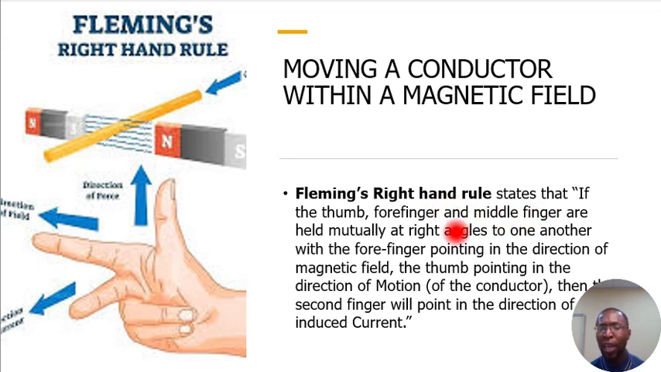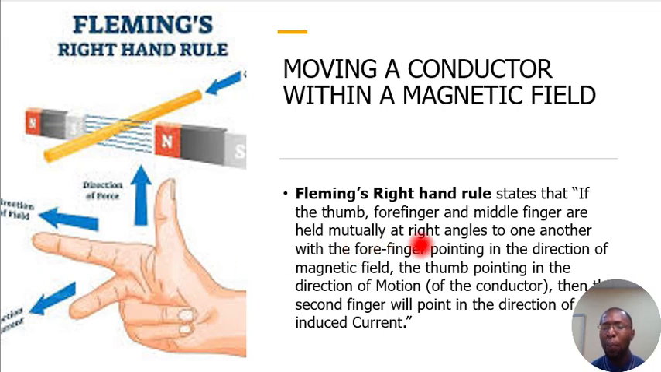In its rule, it states that if the thumb, the forefinger, and the middle finger, as shown here, this is the thumb, this is the forefinger, the middle finger, are held mutually at right angles to one another, then the thumb represents the motion of the conductor that is being passed through the field of the magnet, the forefinger represents the direction of the magnetic field, and the middle finger represents the direction of the induced current.